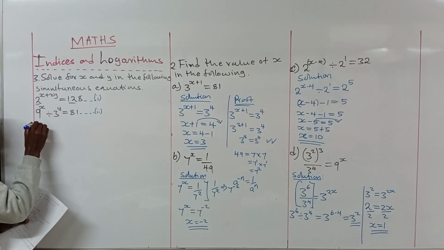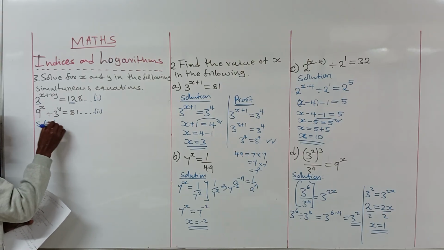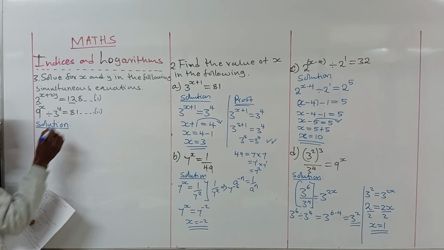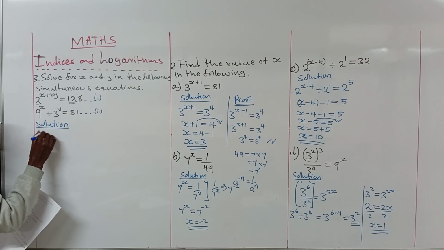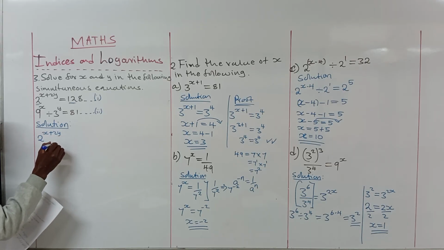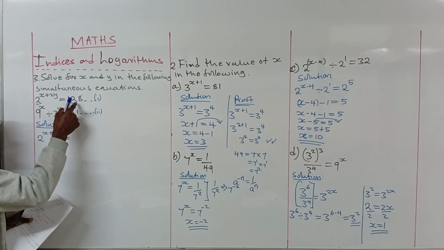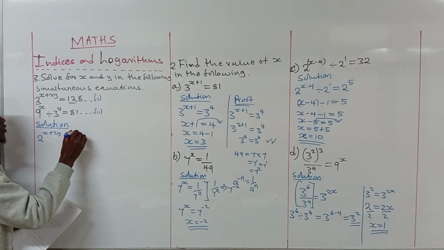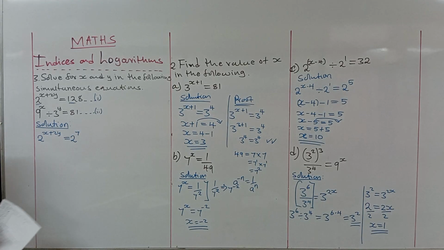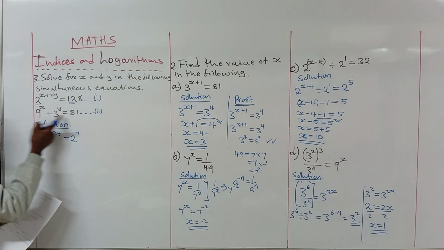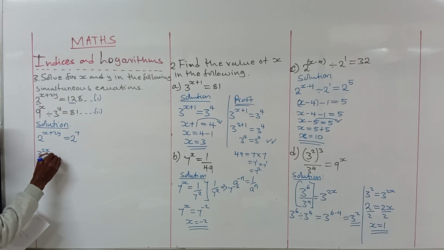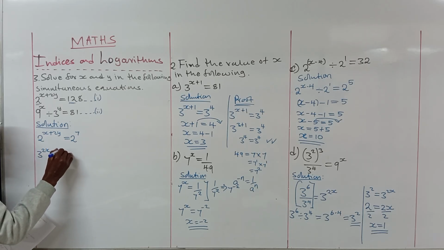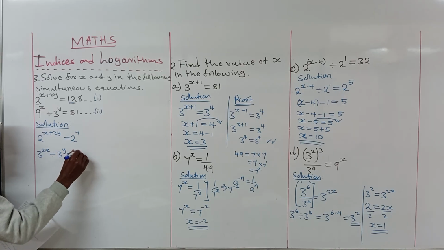So we redefine our equations. They are going to be 2^(x+2y) is equal to 128, which is the same as 2^7. And then everything here to a base of 3 is going to be 3^(2x) divided by 3^y is equal to 3^4.